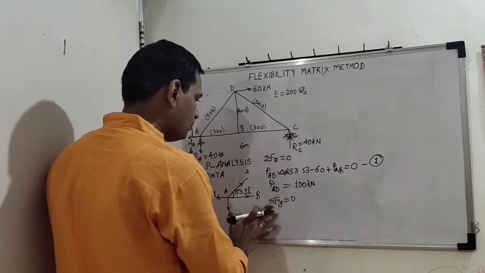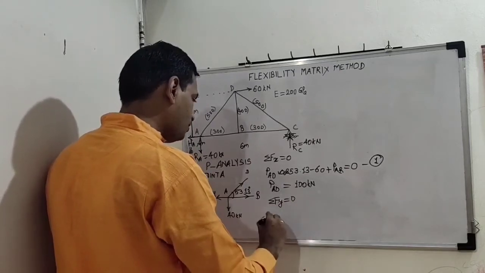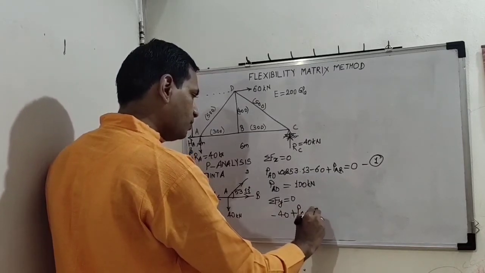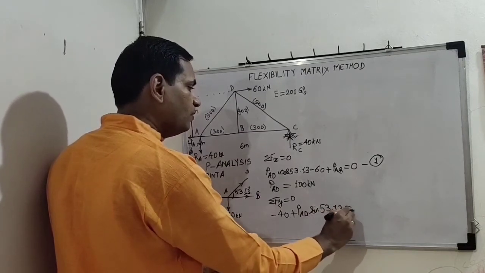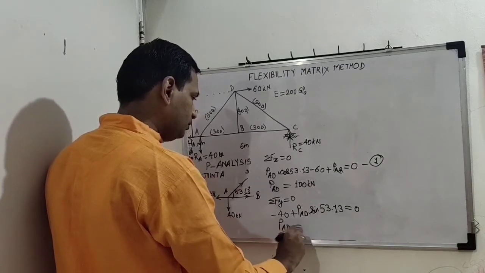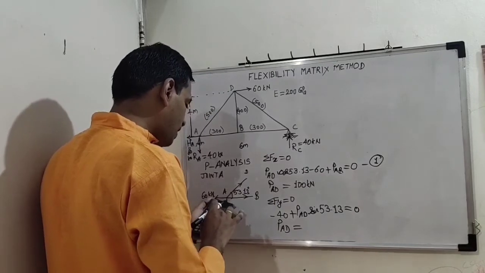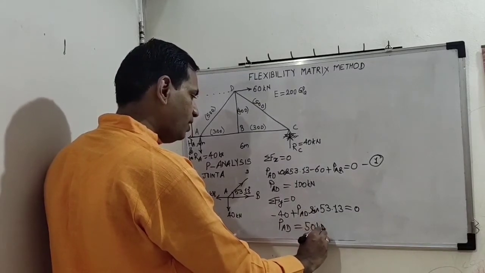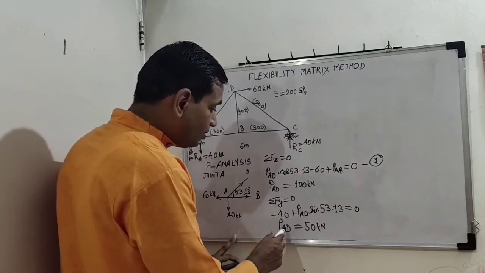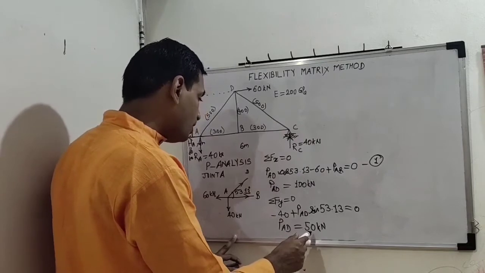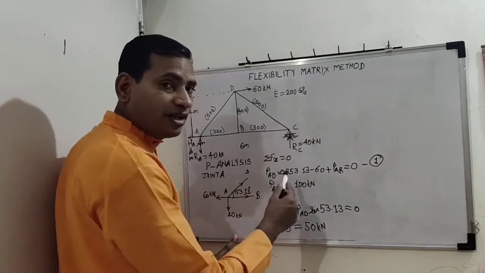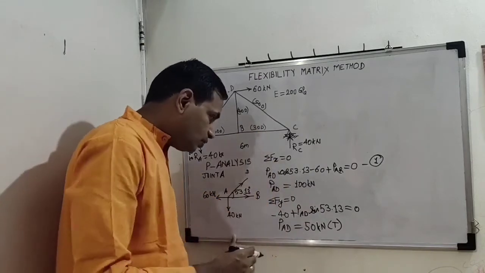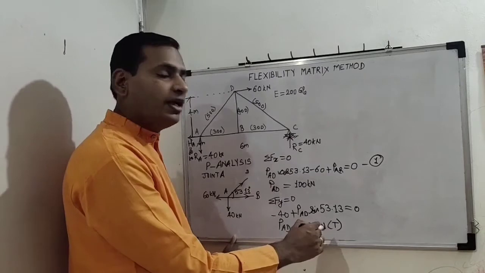Summation Fy is equal to 0. So another equation is minus 40 plus force in member AD into sine of 53.13 is equal to 0. So force in member AD is 40 divided by sine of 53.13. So it is 50 kilonewton. Force in member AD is 50 kN. As per the calculations, my answer of force in member AD is plus. It means my assumed direction of force in member AD, which is away from the joint, is correct. So it is tensile force. I will show all these forces later. So force in member AD is 50 kN tensile.